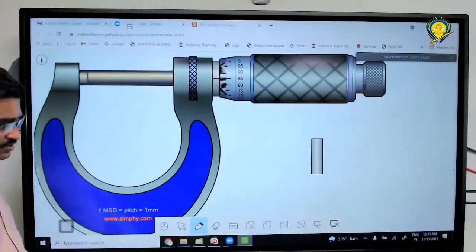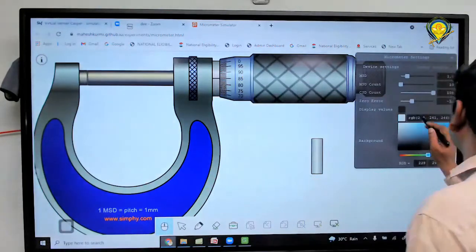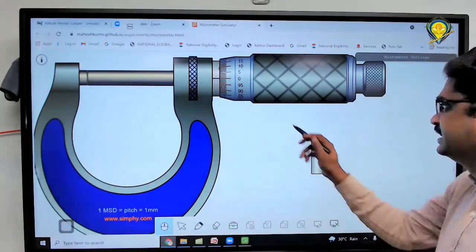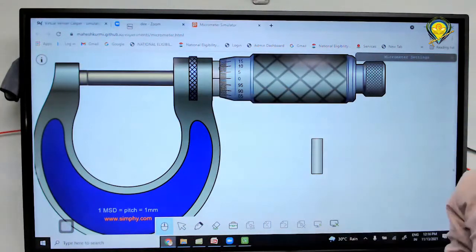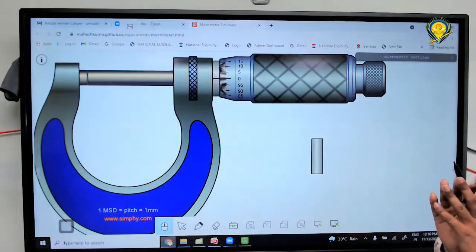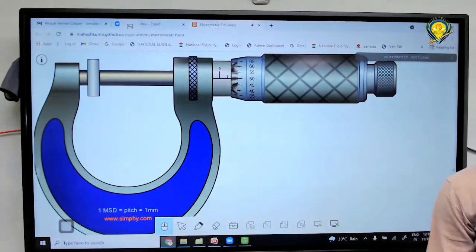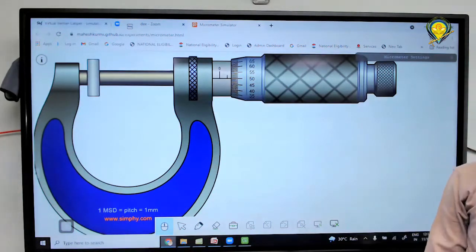Next one, just assume, just place that object here. I am taking this screw gauge without any error. Without object, it is showing 0 reading on the circular scale. So this is not having any error. Now place this object here. Now calculate the diameter of that one.